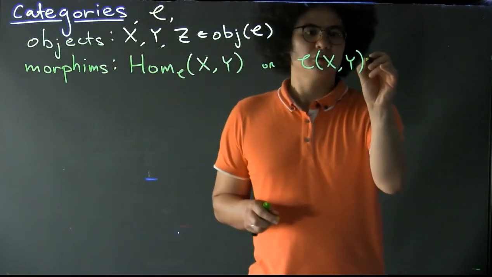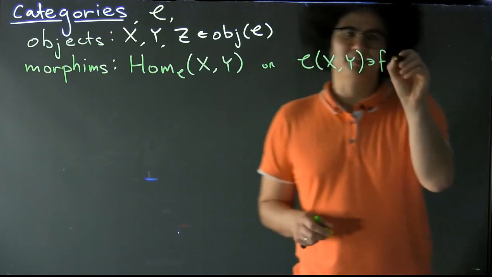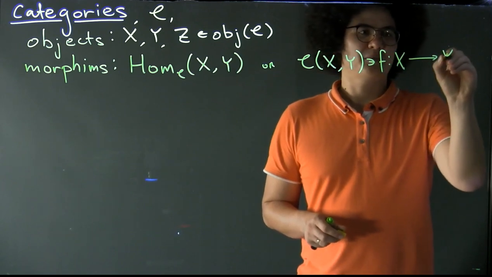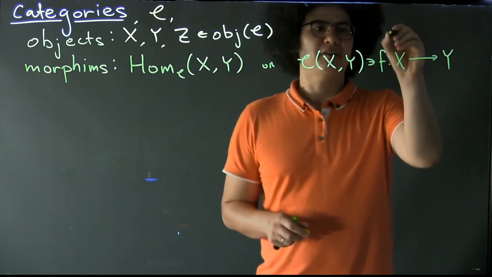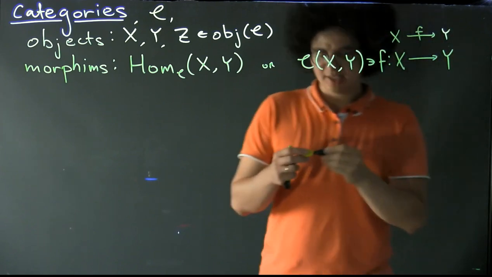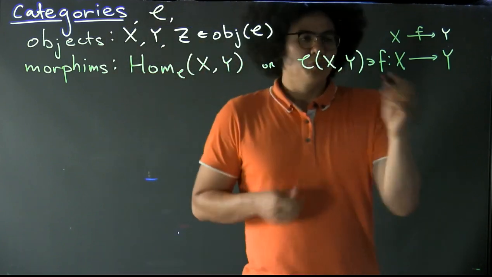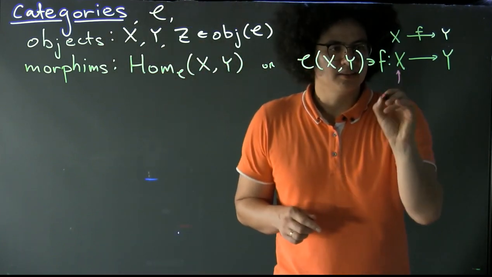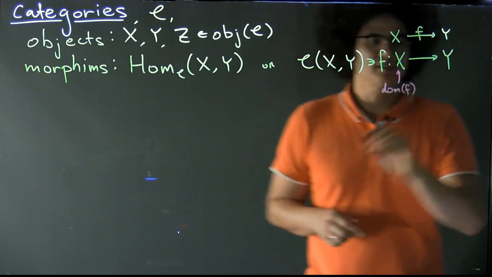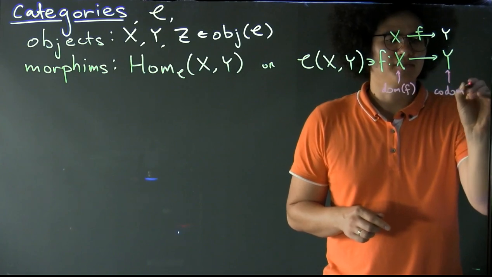And we'll say that a morphism is an element of this set because it is a set. And we often write this as f from x to y, or we might write x to y with f denoted above the arrow like that. We'll call this the domain of f, and we'll call this the codomain of f.